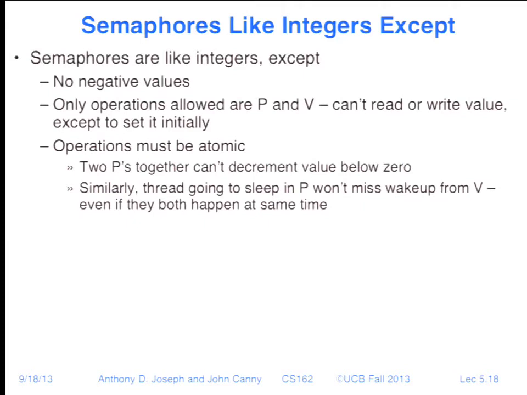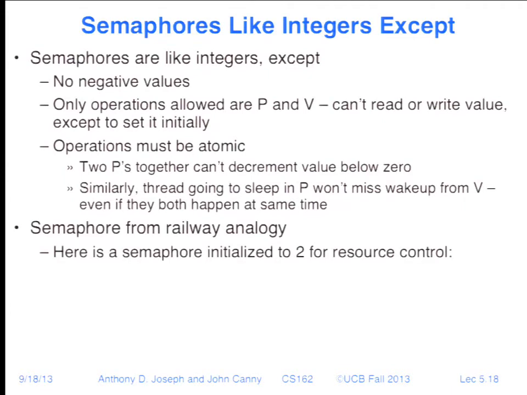Sorry, go ahead. So if you set the initial value to zero and then you do the P, would it become negative? No, it never becomes negative. If it's zero, the call is going to wait until it becomes positive. So the P is a potentially blocking operation. The V never blocks.